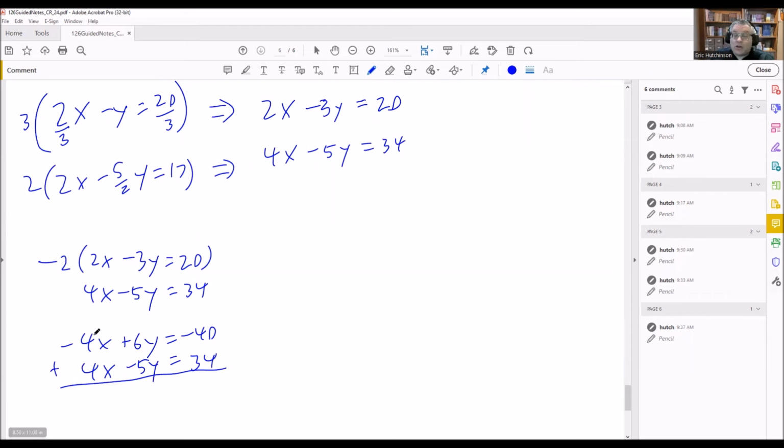By adding this together, I get the x's to cancel out. That's how I purposely set it up. I get 6y minus 5y, so I just get y by itself. And then I get -40 plus 34, which is -6. So right there, I already have one of my answers.